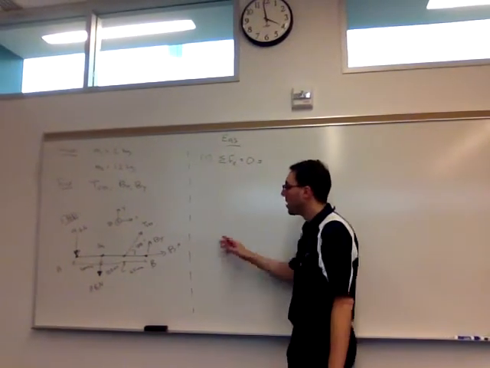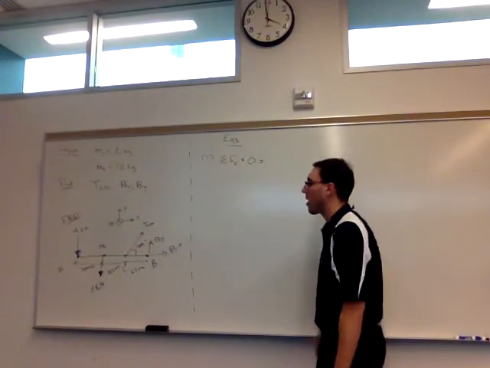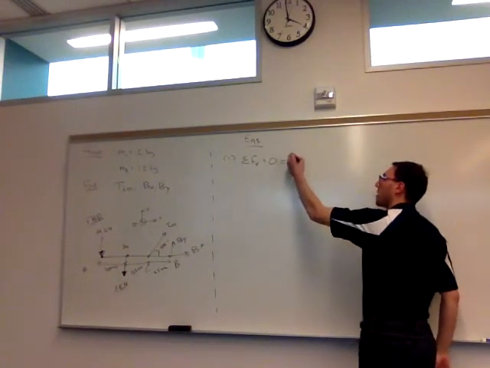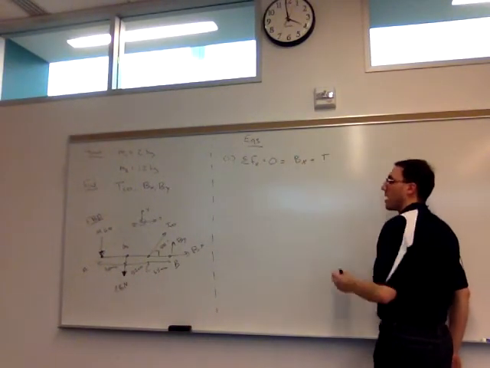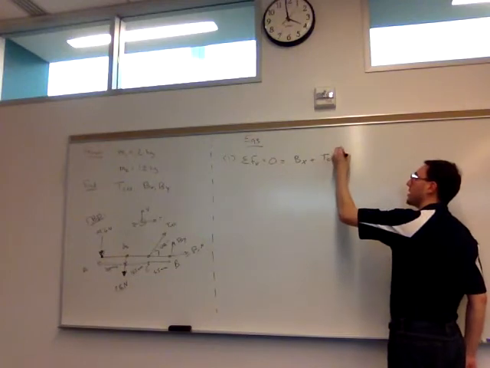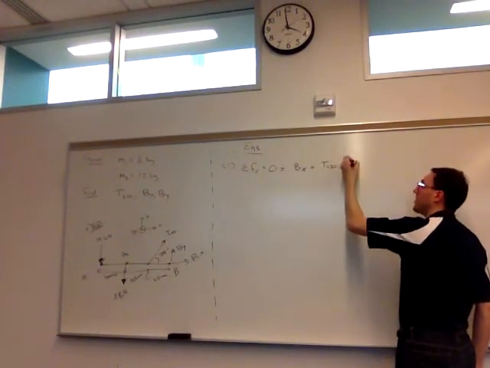So in the x direction, looking at our free body diagram, we'll have all of Bx and we'll have sum of TCD, so TCD cosine 75.